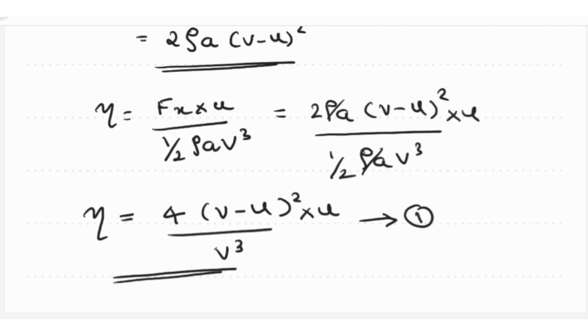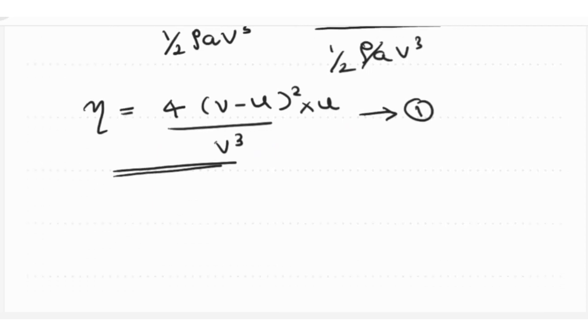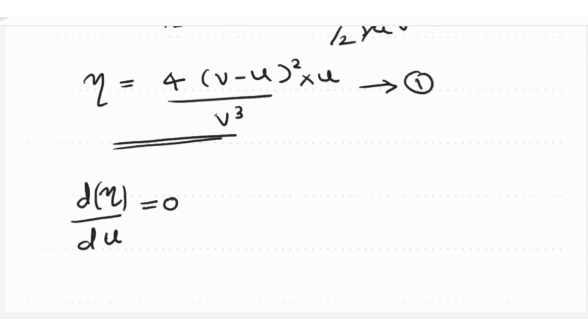So as I discussed earlier, maximum efficiency is when we differentiate efficiency with respect to any velocity. So I will differentiate with respect to u, and that should be equal to 0. You can also differentiate with respect to v, any velocity is fine.